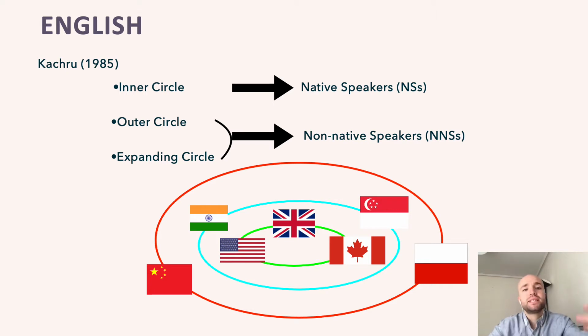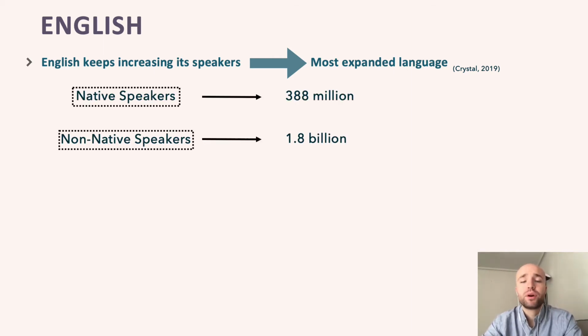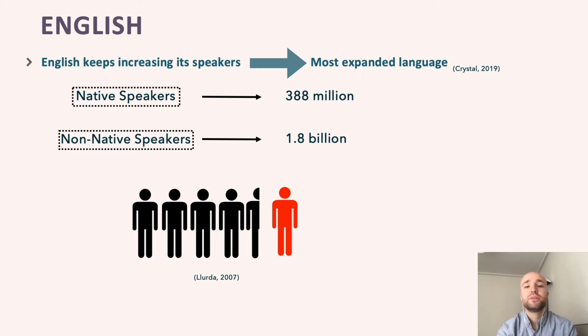So, despite this description, the current use of English depicts a completely different situation. Nowadays, English keeps increasing its number of speakers, and it has become the most expanded language worldwide. If we take a look at the number of speakers, we can observe that there are 388 million native speakers and 1.8 billion non-native speakers. So what these numbers indicate is that for every native speaker of English, there are 4.5 non-native speakers of English. And what these numbers indicate is that nowadays English is more used as a second language or as a foreign language between non-native speakers than as a first language.